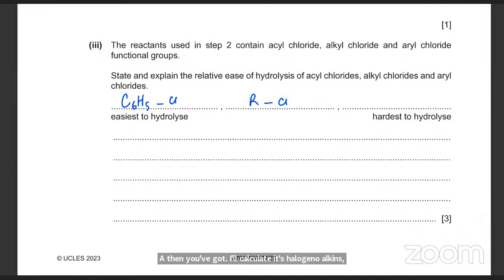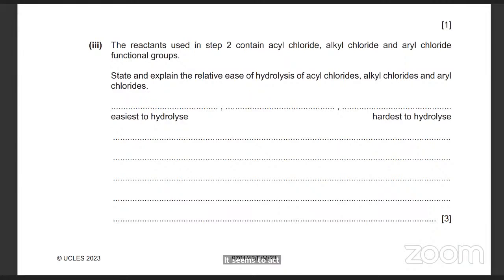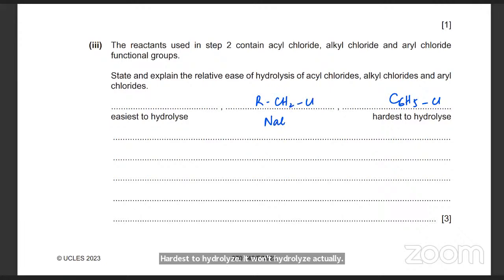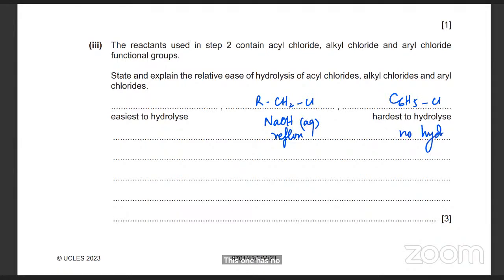एक CH2 ऐड कर देता हूँ. अच्छा, उल्टा मैंने लिख दिया. This one is over here, C6H5. Chlorobenzene will have the hardest to hydrolyze. It won't hydrolyze actually. Halogenoalkane, they will hydrolyze, but you would have to heat it with NaOH aqueous and reflux. This one has no hydrolysis whatsoever. And then you have the last one, which is acyl chloride. Okay, that's going to be the easiest.